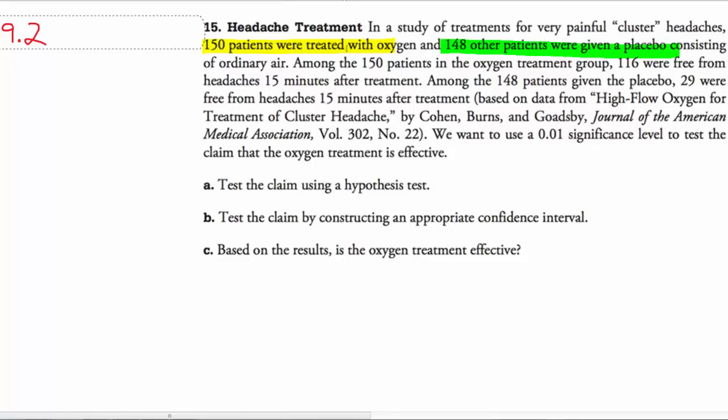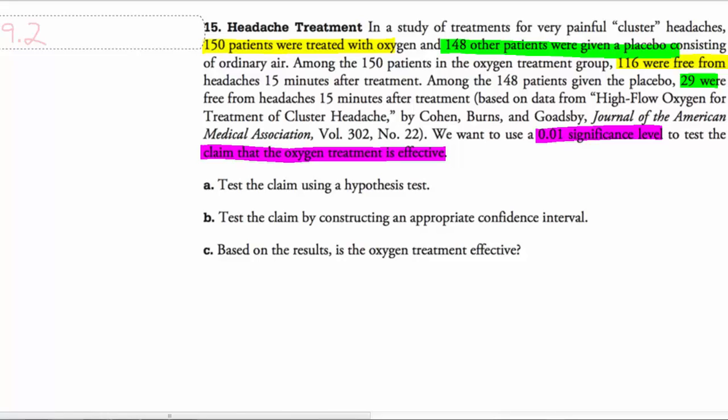They tell you that among the 150, 116 were free from headaches, and then among the 148, 29 were free from headaches 15 minutes after treatment. Then we identify the question. Here's our significance level, 0.01. Test the claim that the oxygen treatment is effective.